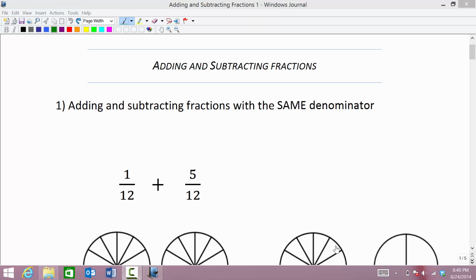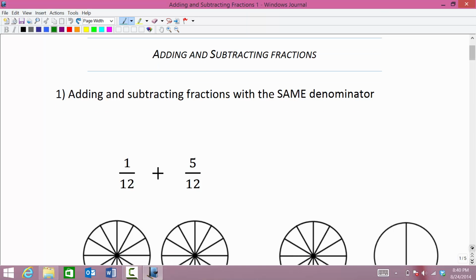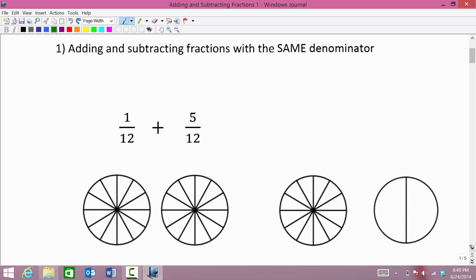Adding and subtracting fractions. Adding and subtracting fractions is easy if you already have the same denominator. Why do we need the same denominator? Here we have 1 over 12 plus 5 over 12. We would like to add these fractions together.